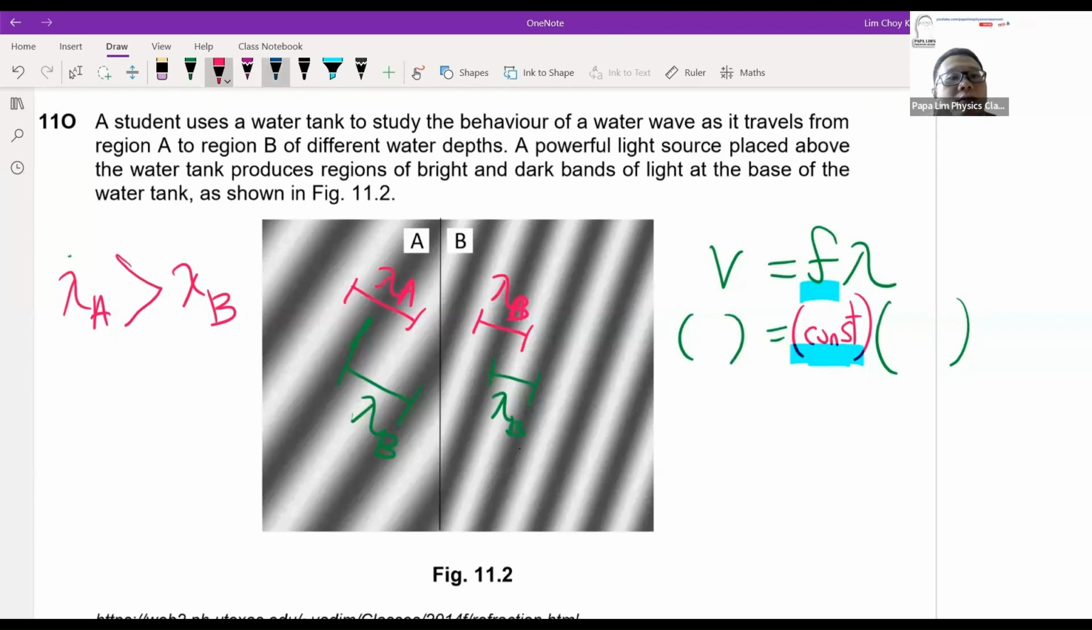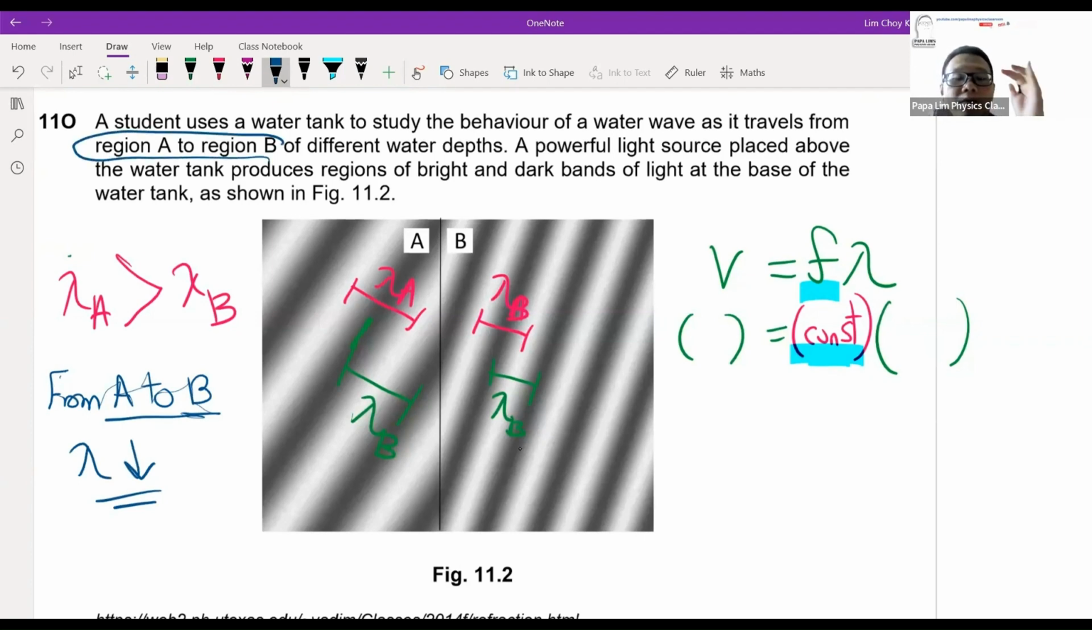So this will tell us that while the wave moves from A to B, the wavelength decreases. That's what the picture is trying to tell us. While the wave is going from A to B, the wavelength is decreasing. And when the wavelength decreases with frequency constant, with the same wave, it will imply that the speed of the wave decreases upon entering B.